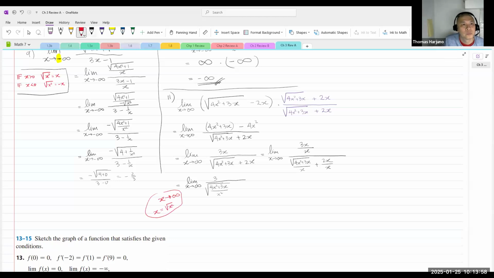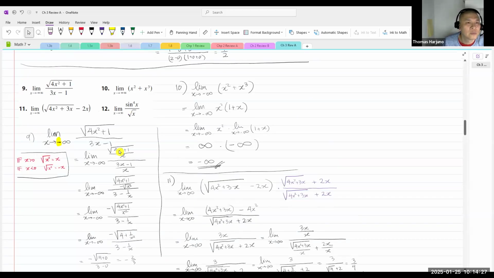Plus 2 here. Now this is the limit as x goes to infinity of 3 over the square root of 4 plus 3 over x, plus 2, which will give us 3 over the square root of 4 plus 2, that's 3/4. Okay, that's for number 11.